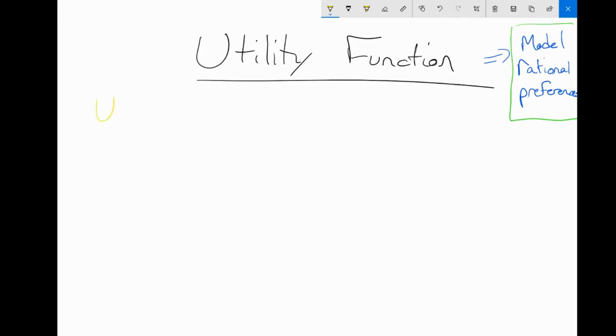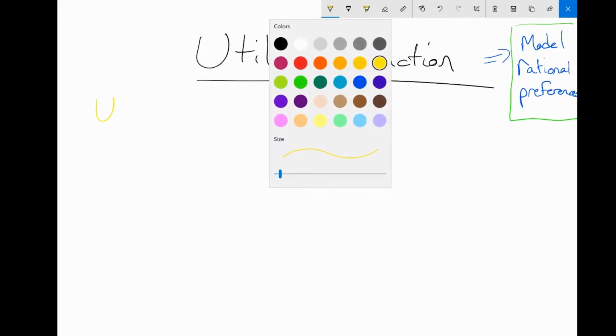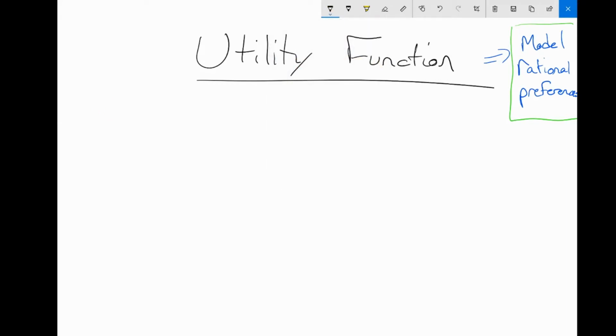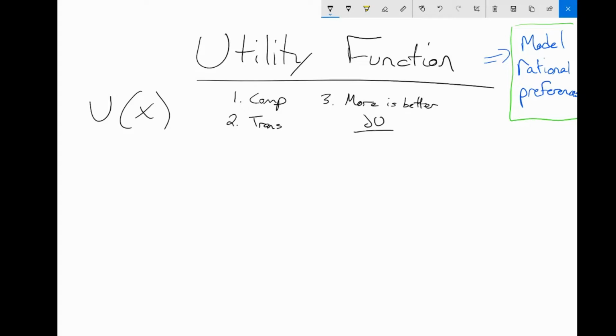Again, we're trying to write down a utility function that will satisfy. So we have some utility of x. We know that it's going to satisfy completeness and transitivity. It's going to satisfy more is better, aka we know that the derivative of the utility function with respect to x is going to be positive.